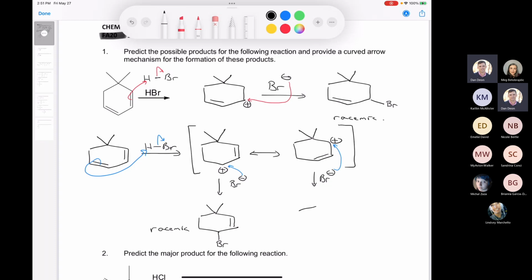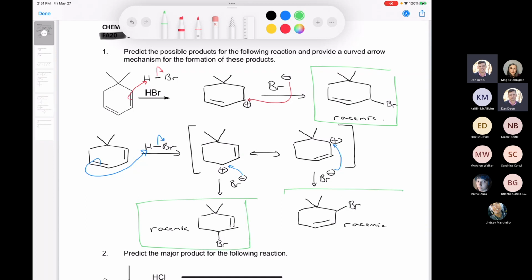And then over here, I'm going to end up with the nucleophilic attack at this carbocation that I drew. And again, the bromine could be on a dash or a wedge. It could attack from either face of the molecule. So I get a racemic mixture here as well. And thus the answer is I get this compound as a racemic mixture. I get this compound as a racemic mixture. And I also get this compound as a racemic mixture. So we end up with a total of 6 possible products or 3 racemic mixtures.